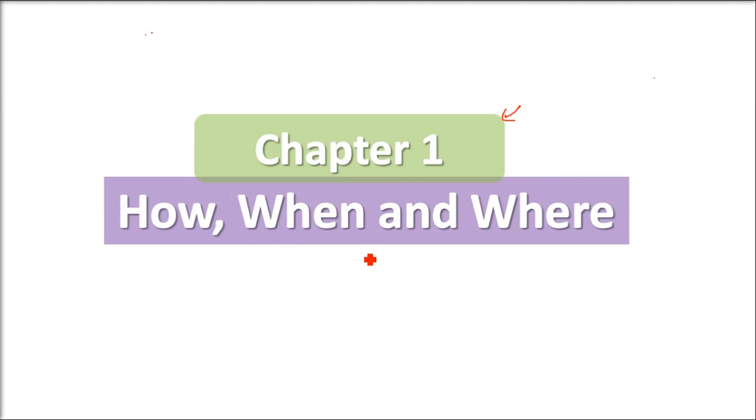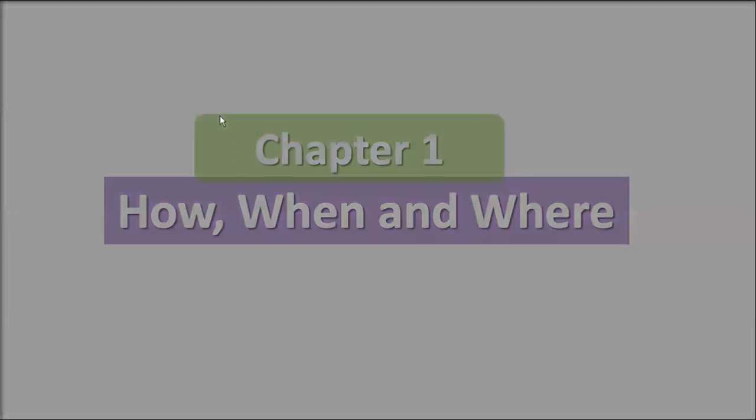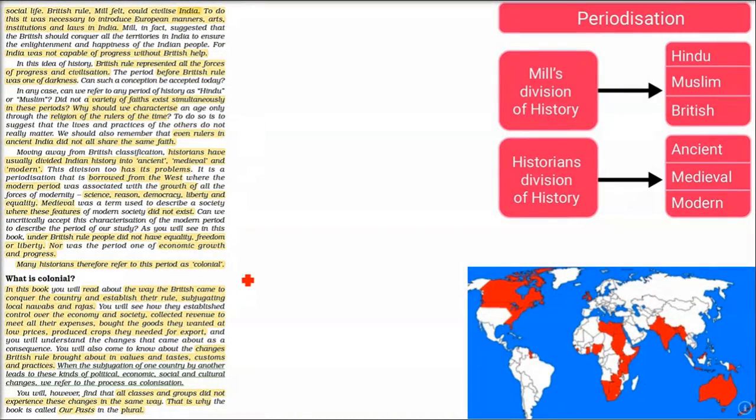This is chapter 1, how, when and where. So now we are talking about colonial. And why we need to learn it? Because many historians refer to this period, the British period and modern period, as colonial.